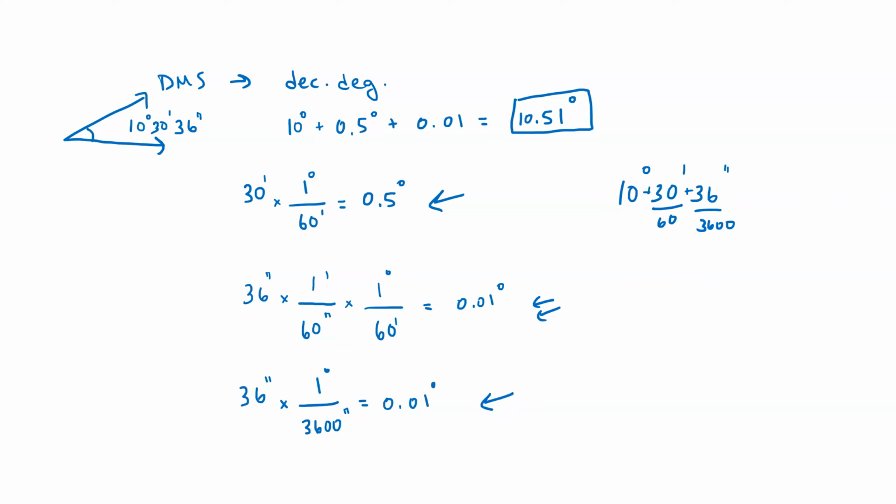So let's try a few more examples, but now what we're going to do is we're going to start with decimal degrees, and then we're going to go into degrees, minutes, seconds. So here's our first example. We have 20.25 degrees, and we want to report that as degrees, minutes, seconds. So the degrees portion is easy. You just look at the whole number. Well, we have 20 degrees. And then what do we have left over? Well, we have 0.25 degrees left over. And what you're going to do with that 0.25 degrees is you're going to convert it into minutes.